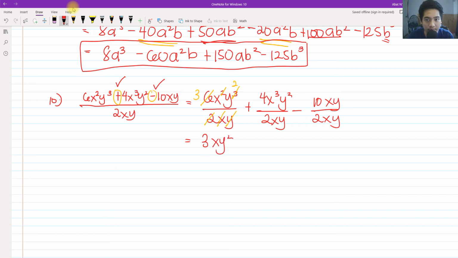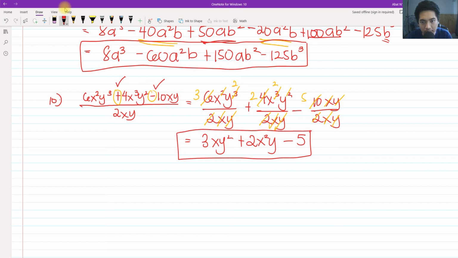Okay? Because we simply divide, we simply get the simplification. So we have 4 all over 2, that's 2. This x will be cancelled by this, so this becomes x squared. And this y will be cancelled by this, so this becomes simply y. So this would be plus 2x squared y. And then lastly, minus 10 all over 2 is simply 5. x will cancel, y will cancel. So you simply have 5 here. Can you simplify this furthermore? No. So this would be the result of our division of the polynomials.